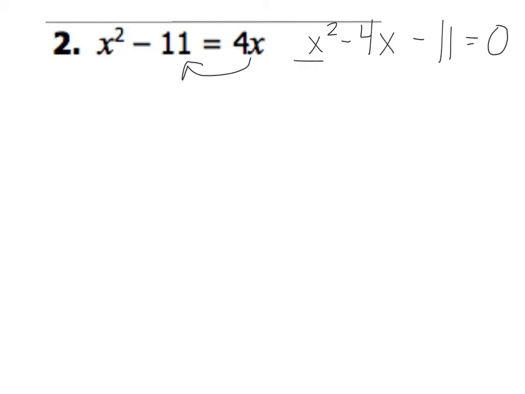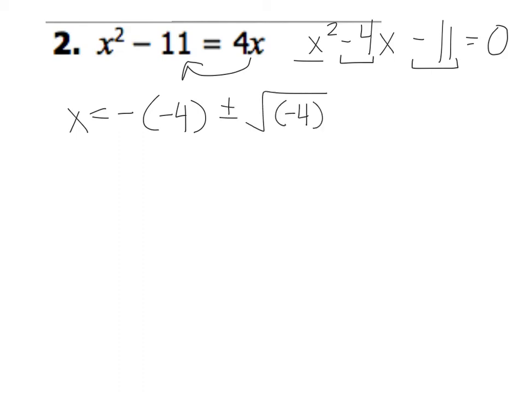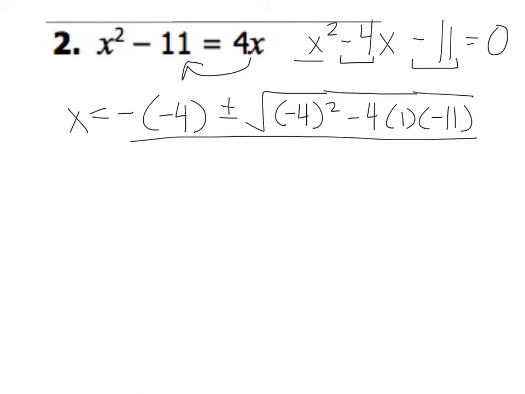So I know my a is going to be 1, my b is going to be negative 4, my c is going to be negative 11. Let's go ahead and get started. So x equals negative b, so check this out, double negative again. And then I've got plus or minus the square root of negative 4 squared, my b squared, minus 4ac, all over 2 times a.